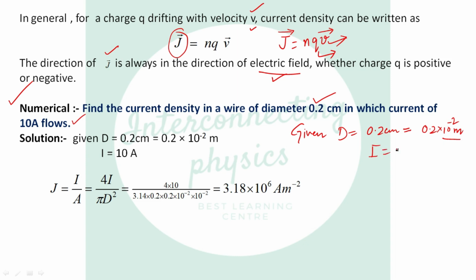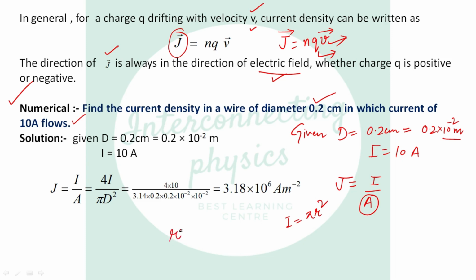Now current is 10 ampere. Okay. Now let us calculate the current density. We know the formula, current density is I divided by area. Now I is given, but area of the wire will be pi r square, because diameter of the wire is 0.2 centimeter.